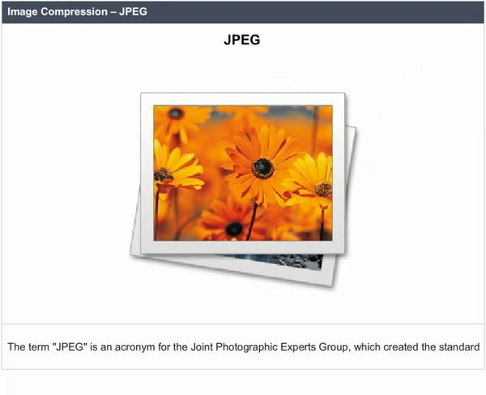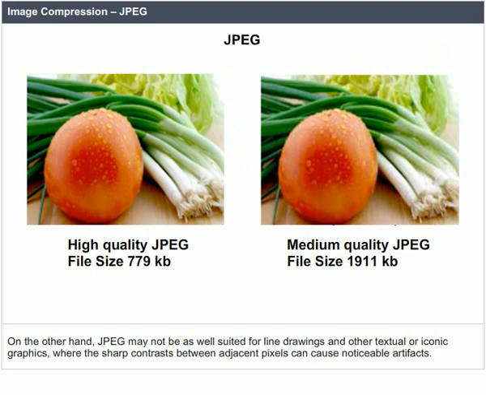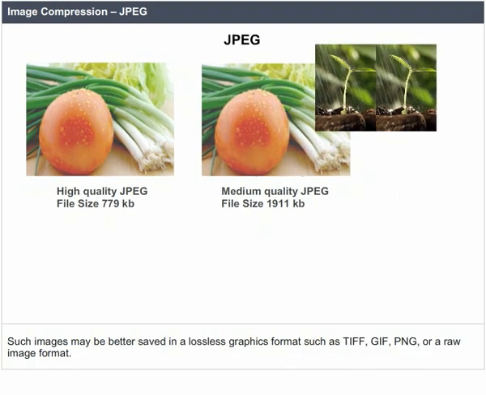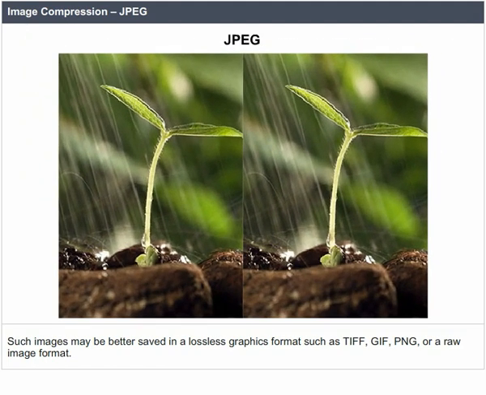The JPEG compression algorithm is at its best on photographs and paintings of realistic scenes with smooth variations of tone and color. On the other hand, JPEG may not be as well suited for line drawings and other textual or iconic graphics, where the sharp contrast between adjacent pixels can cause noticeable artifacts. Such images may be better saved in a lossless graphics format, such as TIFF, GIF, PNG, or a raw image format.